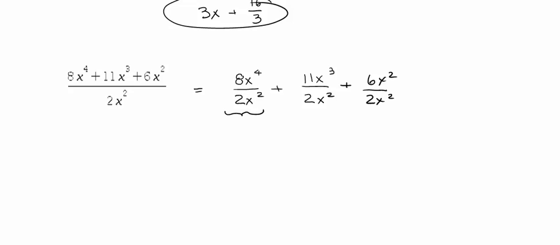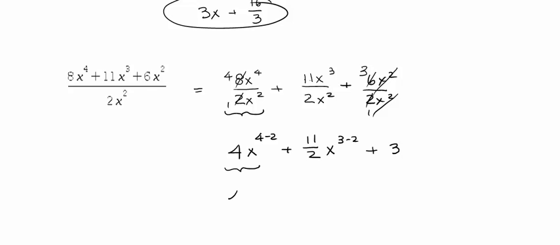Okay, so I have 8 divided by 2, which is going to give me a 4. Right, 2 goes into 2 one time, 2 goes into 8 4 times, and then I have an x to the 4 minus 2 plus, well, 2 doesn't go into 11, so I'm just going to have 11 halves x to the 3 minus 2 plus 2 goes into 2 one time, 2 goes into 6 three times, so I have 3, and then my x squareds cancel out, so I just have plus 3. Again, we're going to simplify. We have 4x squared plus 11 halves x plus 3.